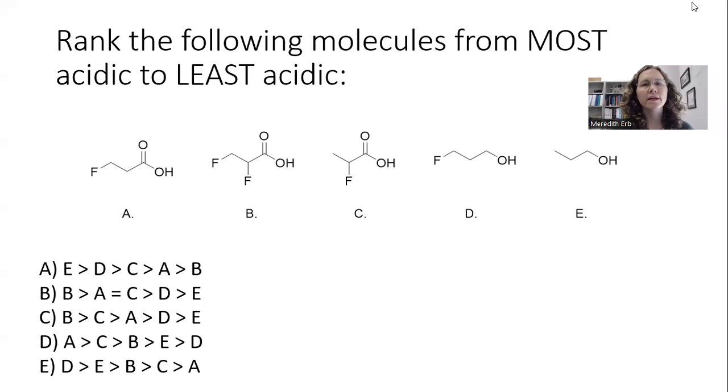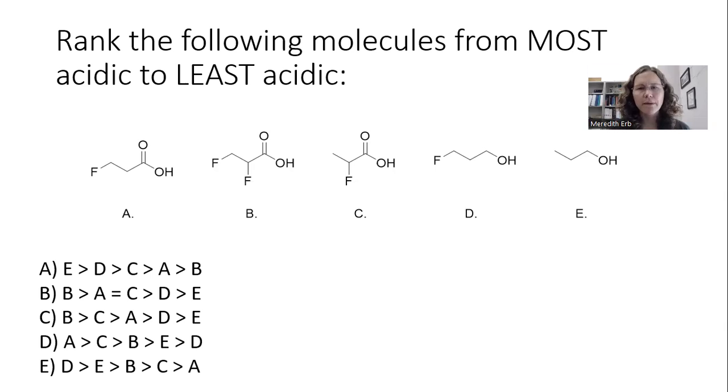This question asks, rank the following molecules from most acidic to least acidic. So we're going to have the most acidic on the left side and the least acidic on the right side. To answer this question, we have to gauge the molecules that we have. We have 3 carboxylic acids and we have 2 alcohols.